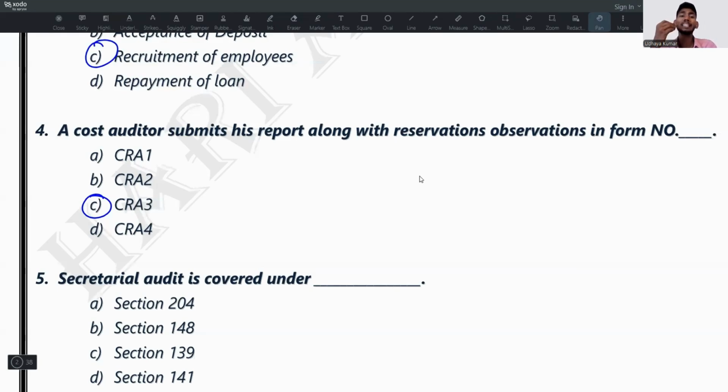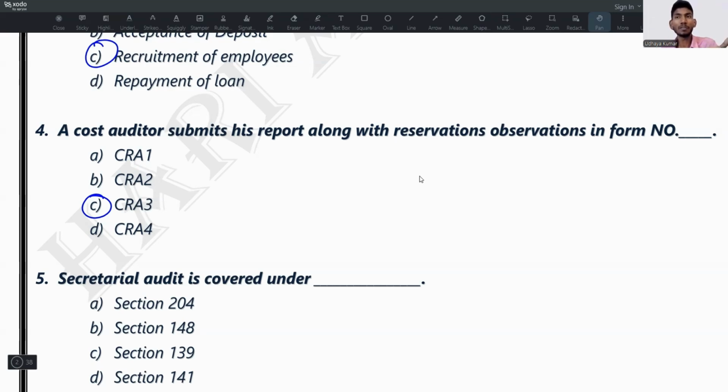CRA 1 is nothing but maintenance of cost records. Whereas CRA 2, after the appointment of cost auditor, is the filing of notice to the central government, which is made under the form CRA 2. And CRA 3 is the cost auditor report. CRA 4, you might ask.